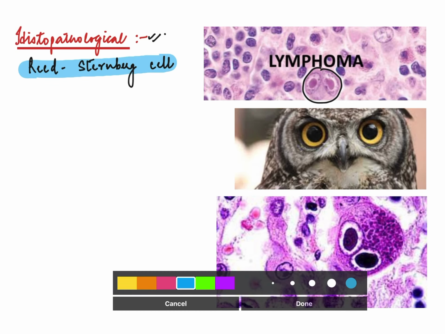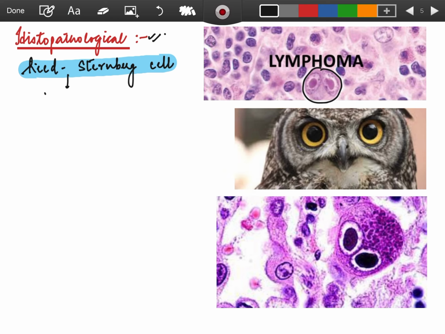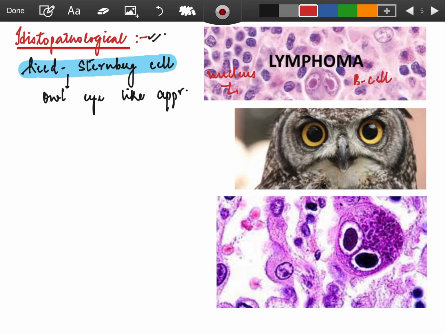We call this cell a Reed-Sternberg cell, and that gives the owl eye-like appearance. As you can see in the picture, in the histopathology, this is a Reed-Sternberg cell. There is a nucleus, and inside the nucleus there is a nucleolus, and it gives a mirror-like image and the owl eye-like appearance, but it will be eosinophilic in nature. The nucleolus will be eosinophilic.